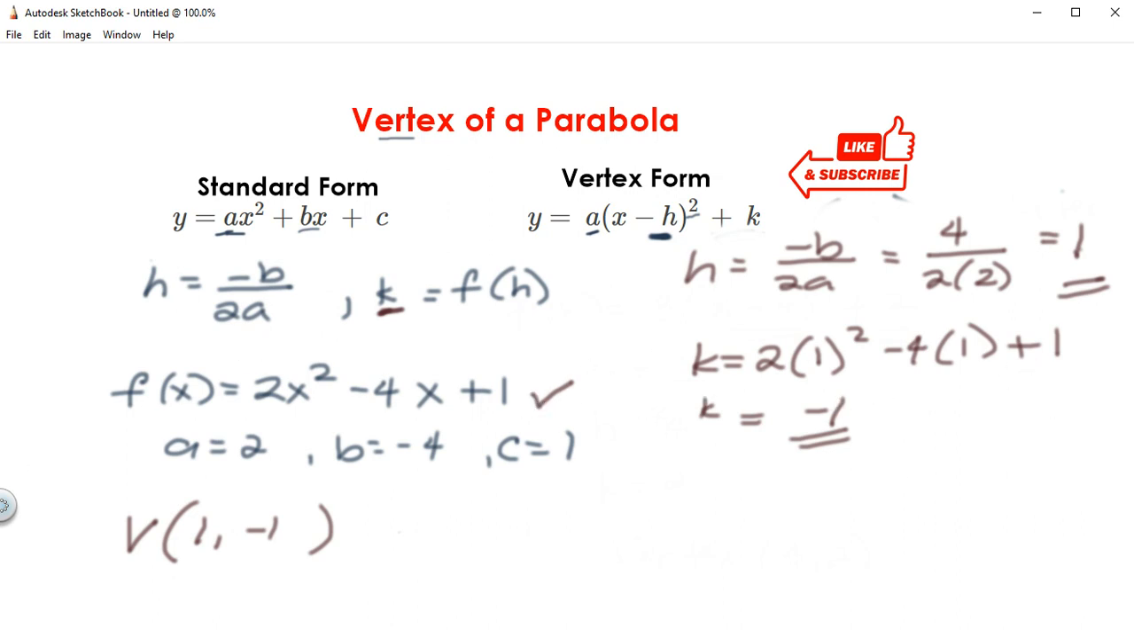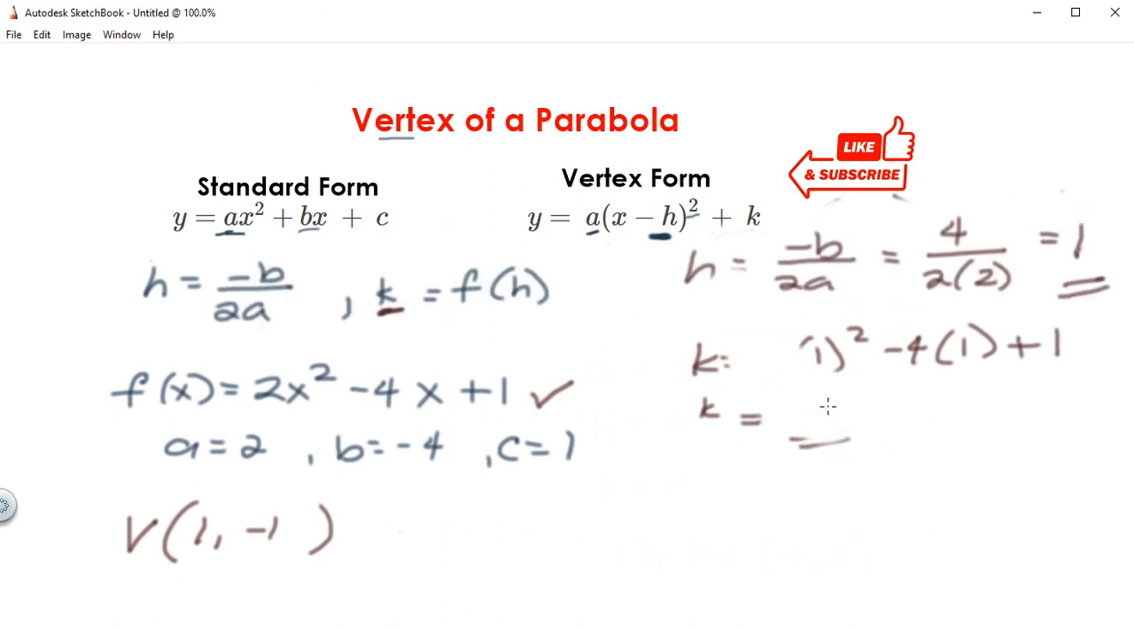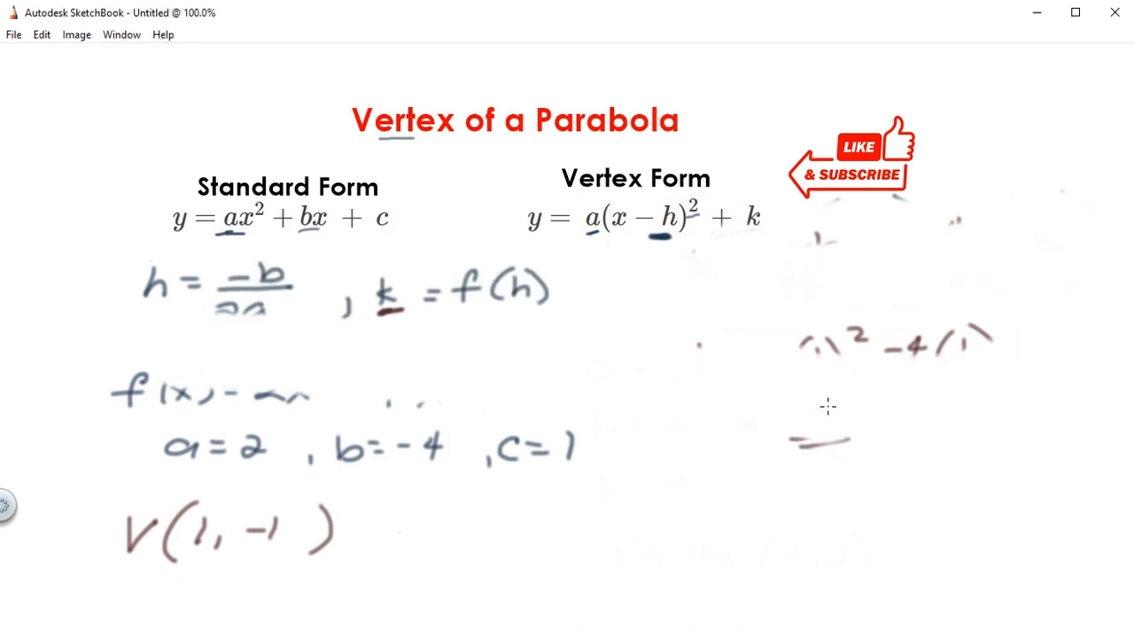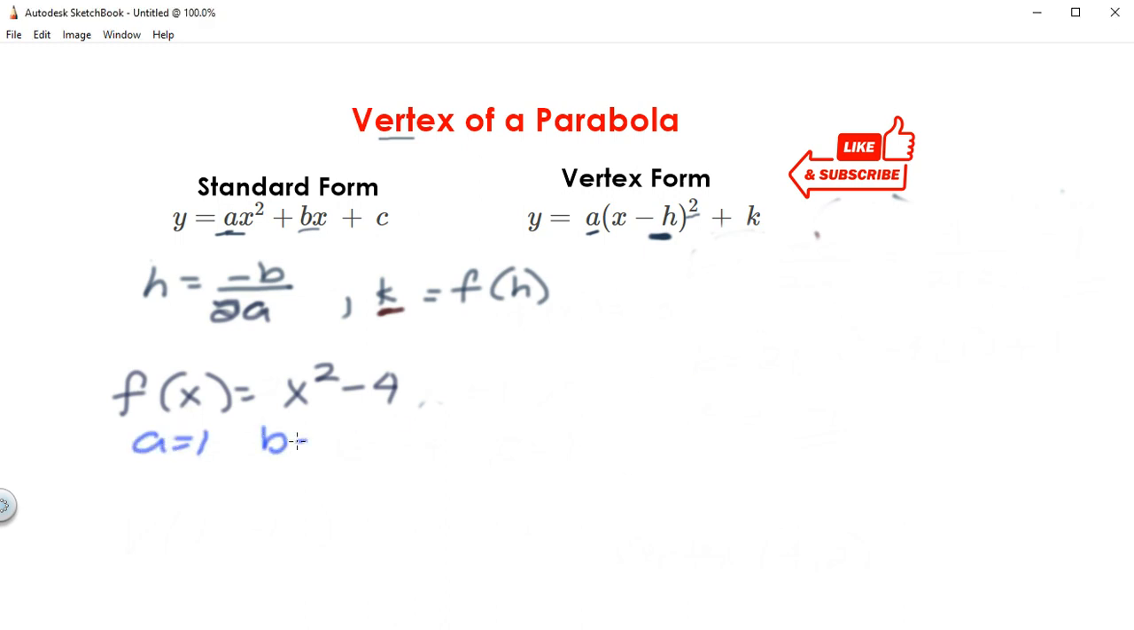Okay, so let's try another example of this. I want to keep the formula: this is going to be 2a. All right, so what if your equation is something like this: f of x equals x squared minus 4? Well, what is our a? Your a is equal to 1, your b is 0, your c is negative 4.